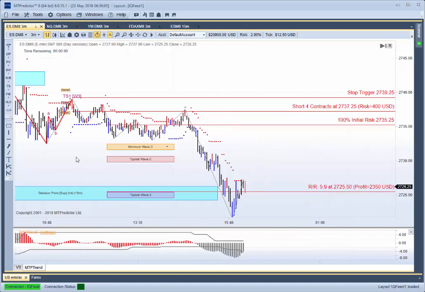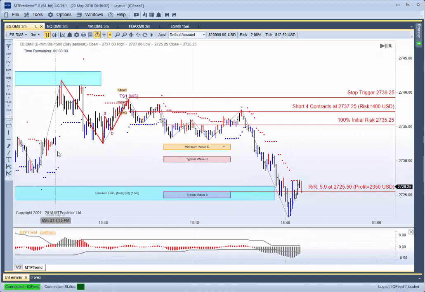So hopefully this has been a good example of, again, using MTPredictor and our isolation approach to Elliott Wave, and in particular our new W3 or Wave 3 trade setup that's in our MTPredictor 8, which is our standalone version, which we've got here. We have the same trade setup in our NinjaTrader 7 and NinjaTrader 8 add-ons as well.